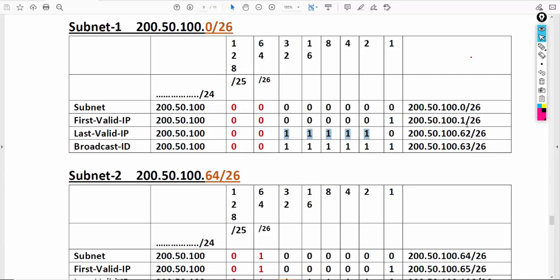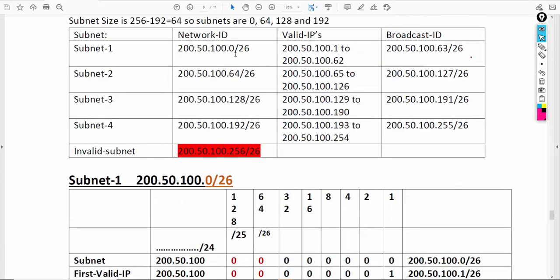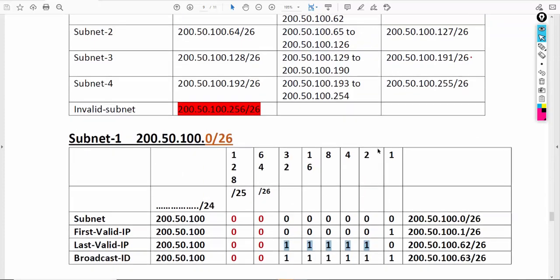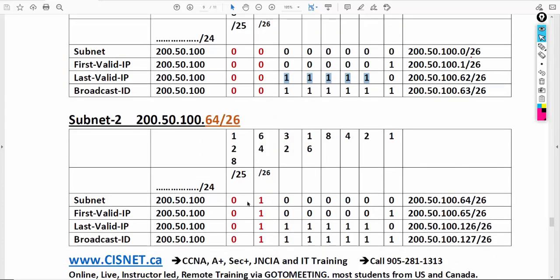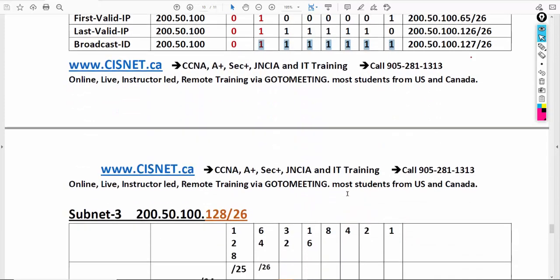You can see the same numbers we got from the chart also: 100.0 and 100.63. I'm showing you how we get it in a binary way. For subnet 2, here it is 01, and apart from that everything is the same. The network ID is 64, the broadcast ID is 127, and the first valid IP is 65, which is 64 plus 1. If you add all these ones, the answer is 127. You don't normally do it the hard way. This is the hard way, but I'm trying to make you understand how things are done. Normally you do the easy, shortcut way.